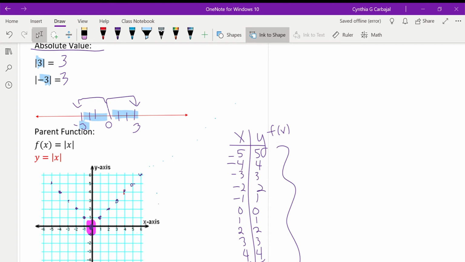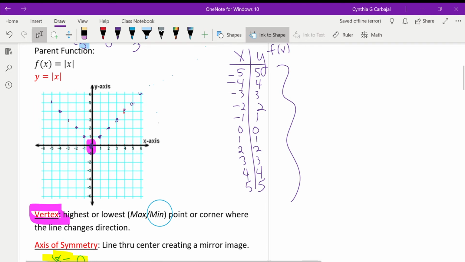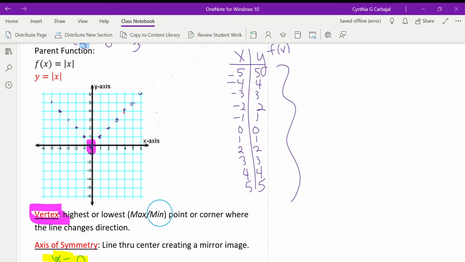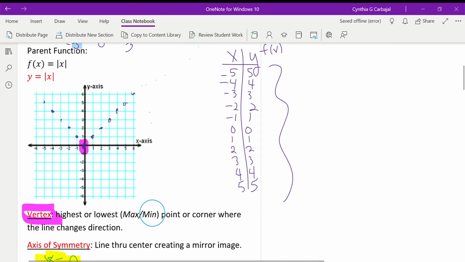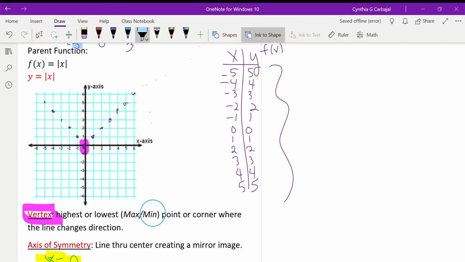All right, next thing is we're going to introduce to you the parent function of absolute value functions, where it looks very similar to the linear parent function, but instead of just having y equals x, it has y equals the absolute value of x. Remember, f of x and y are the same thing. Okay, so we know that if it's a positive or a negative inside the absolute value sign, it doesn't matter.